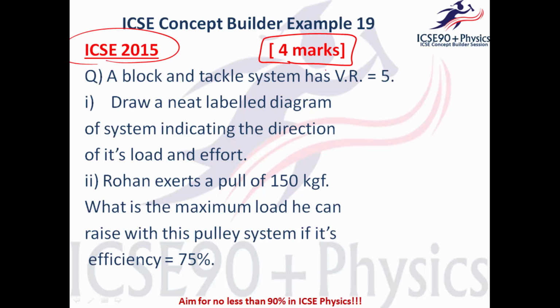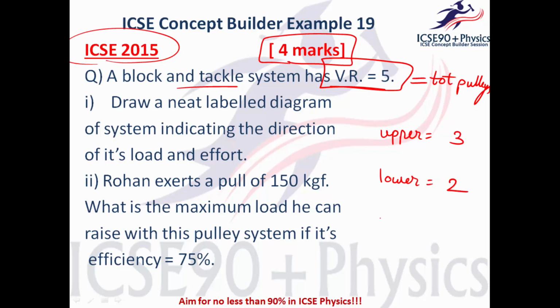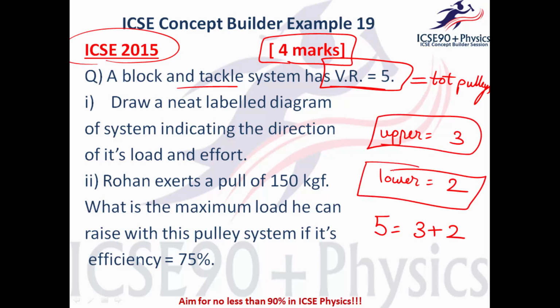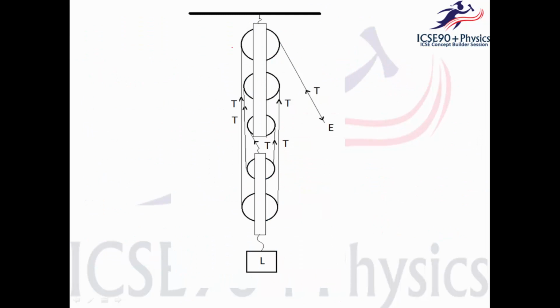It says a block and tackle system has a velocity ratio 5. That means the total number of pulleys is 5. What does this imply? It implies that we can quickly draw a block and tackle system with the number of pulleys in the upper block as 3, while the number of pulleys in the lower block would be 2, right? So 5 can be written as 3 plus 2, as the number of pulleys in the upper block is 1 more than the number of pulleys in the lower block. So this is how a diagram would look like. We have 1, 2 and 3 pulleys in the upper block and 1 and 2 pulleys in the lower block.